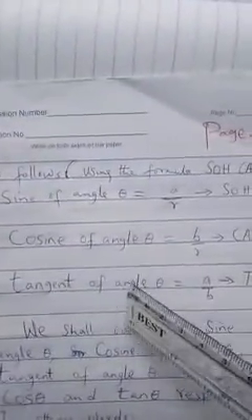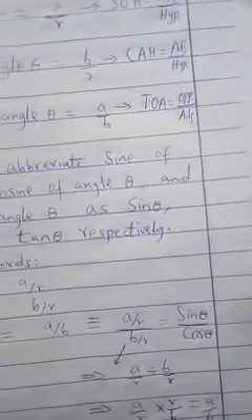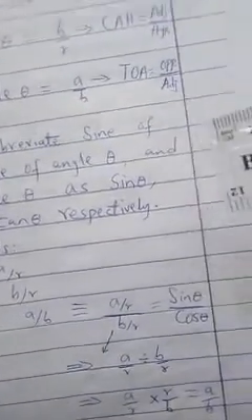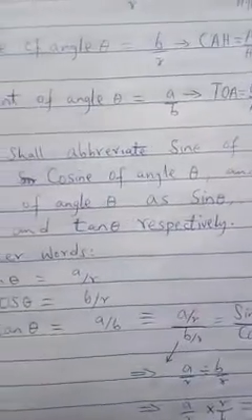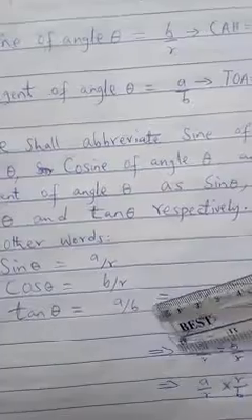Cos theta is B all over R, that is adjacent all over hypotenuse, B all over R. Tan theta is A all over B, which is opposite all over adjacent. So we shall abbreviate sine of angle theta, cosine of angle theta, and tangent of angle theta as sine theta, cos theta, and tan theta respectively. In other words, sine theta is equal to A all over R, cos theta is B all over R, and tan theta is A all over B.